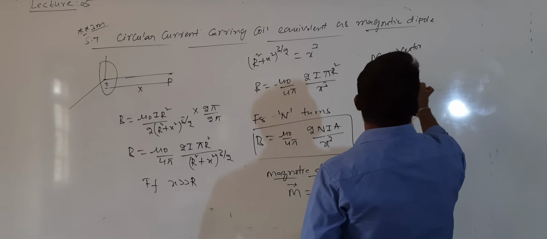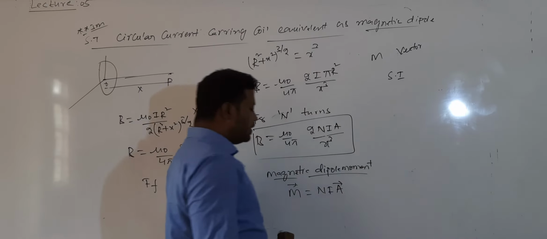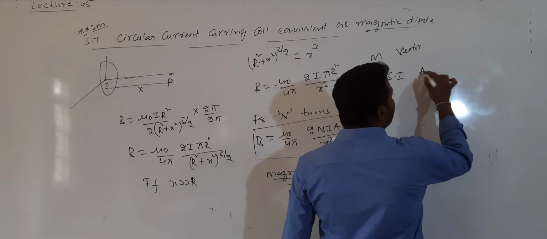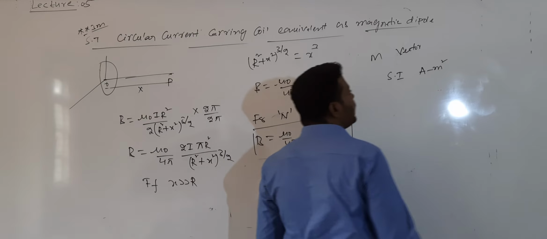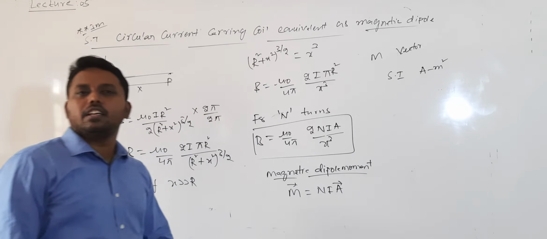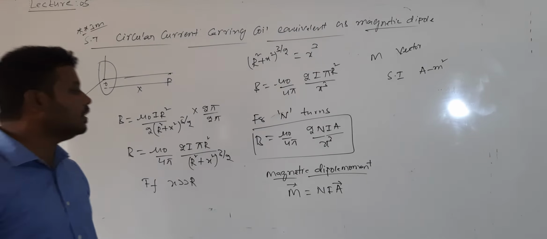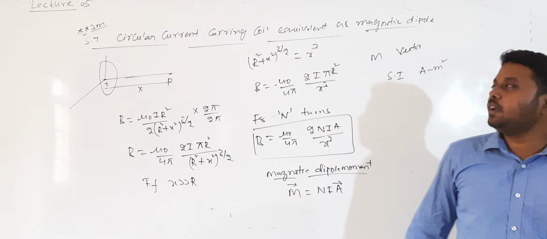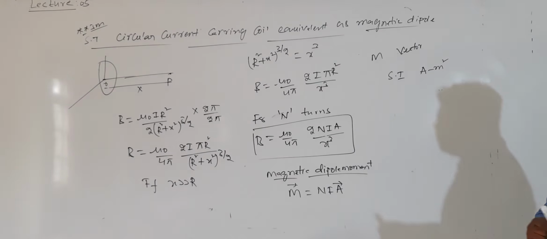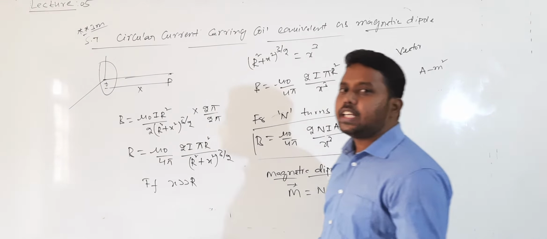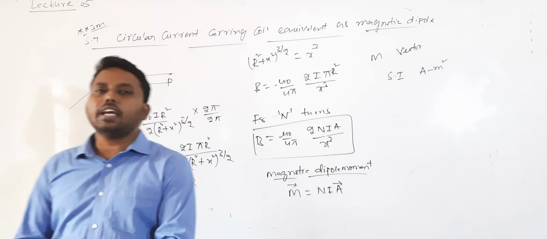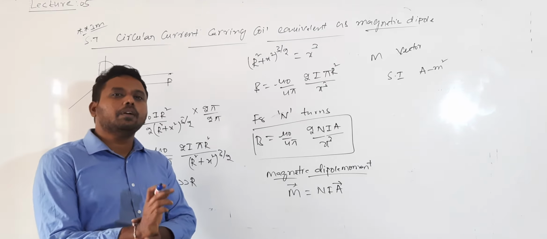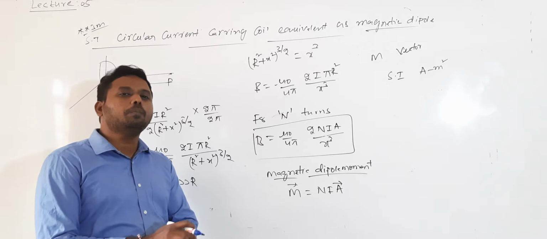The SI unit of M is as follows. The SI unit of current is ampere, and area is meter square. So the unit is ampere meter square. That is the SI unit of magnetic dipole moment. The magnetic dipole moment is given by M equal to N into I into A. Magnetic dipole moment is a vector quantity. The direction of the magnetic dipole moment is perpendicular to the plane.